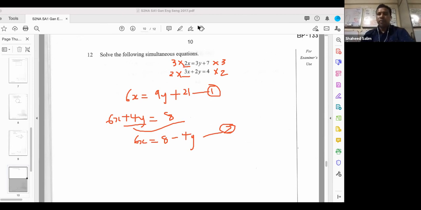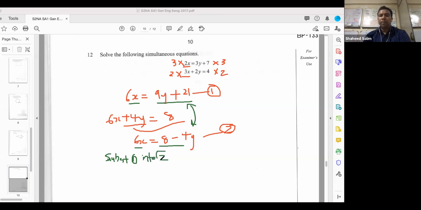Can you see now? You must be able to see the logic here. 6x is equals to this, 6x is equals to this. That means these two are the same, right? That means 9y plus 21 is equals to 8 minus 4y. So now we substitute 1 into 2 or 2 into 1, doesn't matter. So now what? 9y plus 21 is equals to 8 minus 4y.